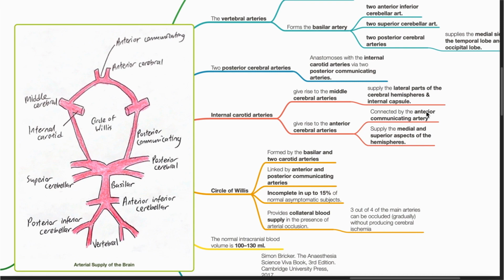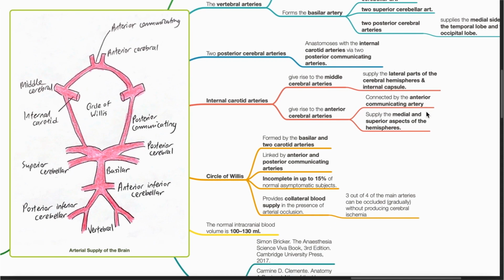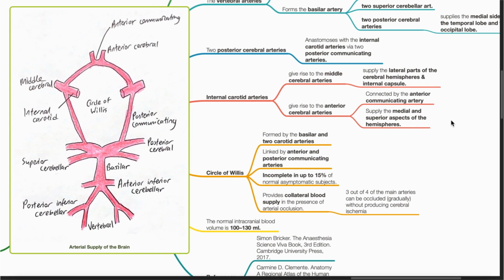The internal carotid arteries give rise to the middle cerebral arteries, which supply the lateral parts of the cerebral hemispheres and the internal capsule. The internal carotid arteries give rise to the anterior cerebral arteries, which are connected by the anterior communicating artery. The anterior cerebral arteries supply the medial and superior aspects of the cerebral hemispheres.